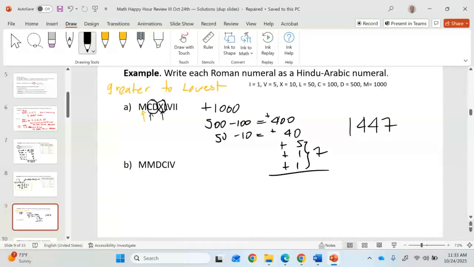Continuing this way. So now I have two M's, so that is 2,000 on the sum. And then starting on the D, the next value is a lower value, so plus 500. And then starting on the C, the next value is a smaller value, so that's going to be, because C is 100.